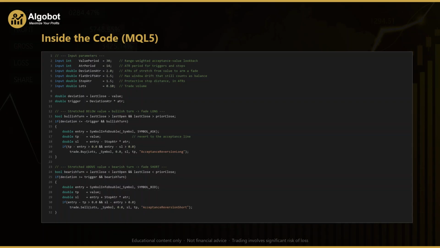The short block is the mirror image. Bearish turn is true when the last close is below the last open and below the prior close. If deviation is greater than or equal to the trigger, meaning price is stretched above value, and the bar shows that bearish turn, the EA sells at the bid. Take profit is again the value line, and the stop sits at entry plus stop ATR times ATR. Notice both sides confirm the stop and target are on the correct sides of entry before sending the order.